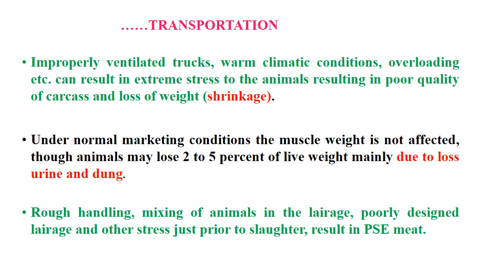The rough handling, mixing of animals in the lairage, poorly designed lairage and other stress just prior to slaughter result in PSE meat. So before the slaughter, when the animal is handled from lairage to slaughter point, there could be rough handling, panic and poor design which cause severe stress, leading to pale soft exudative meat, which we have discussed in the previous lecture.